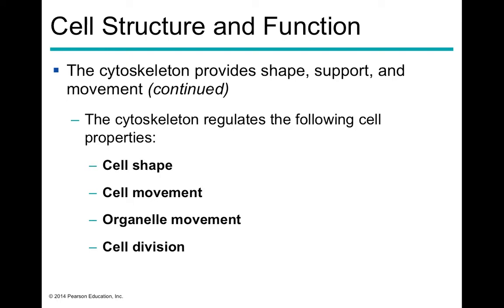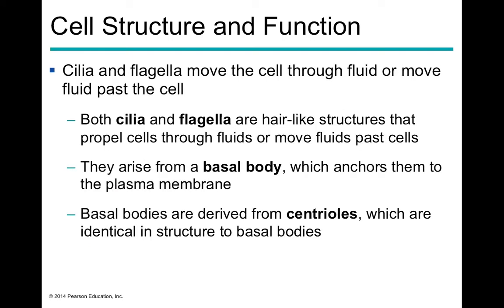So the cytoskeleton is really important, right? It regulates multiple properties within the cell, including the shape of the cell, the motion of the cell, where the organelles move within the cell, and last but not least, cell division, which will get, again, its own chapter. And the microtubules are found inside cilia and flagella.